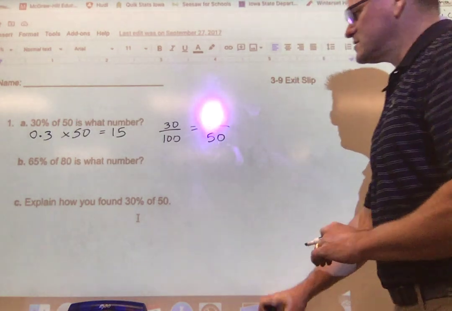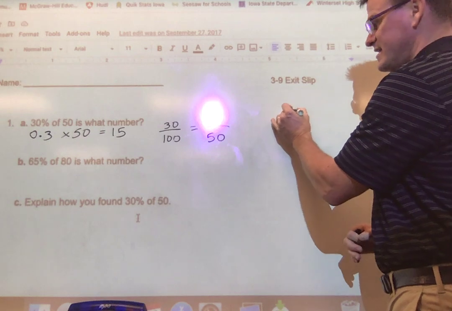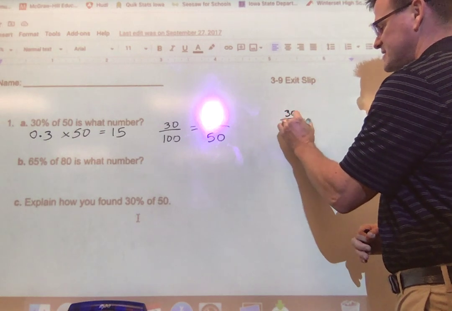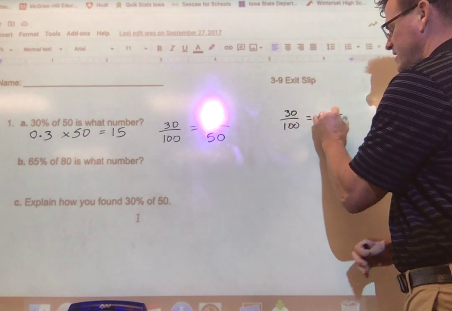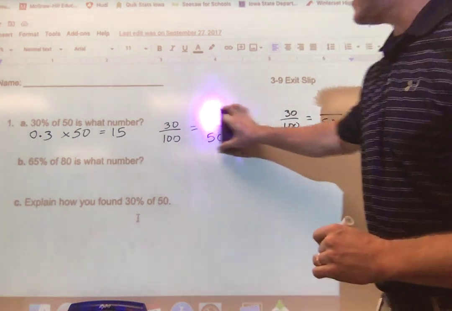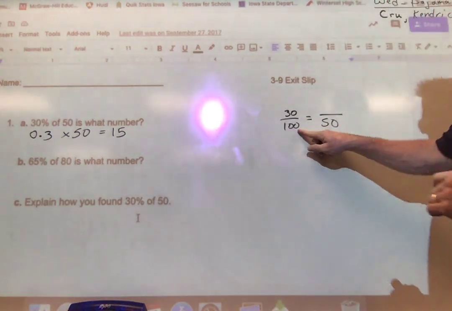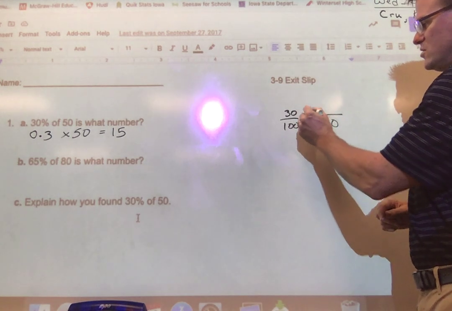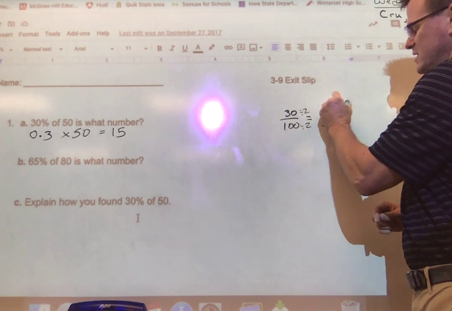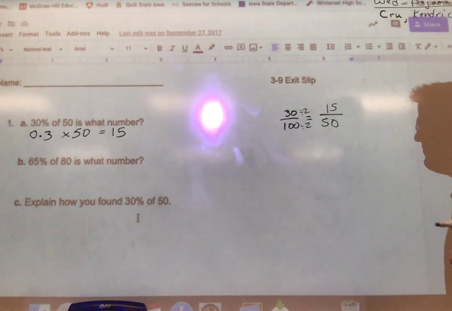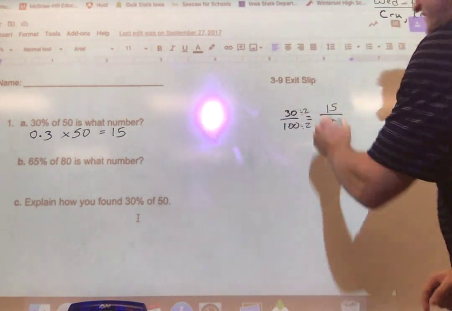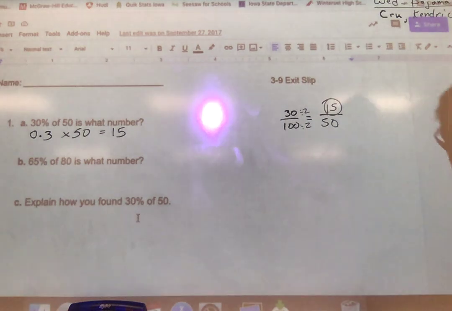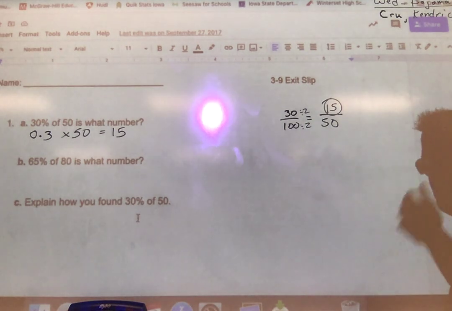So I'm going to move this over again. 30 hundredths equals how many out of 50 now? I'm changing that denominator to 50, so I can see the relationship here. I'm just cutting this in half. So if I divide this by 2, I must divide the top by 2, and you see how I get 15 out of 50. So 30% of 50 is what number? Again, the answer comes up 15 when I set it up that way.